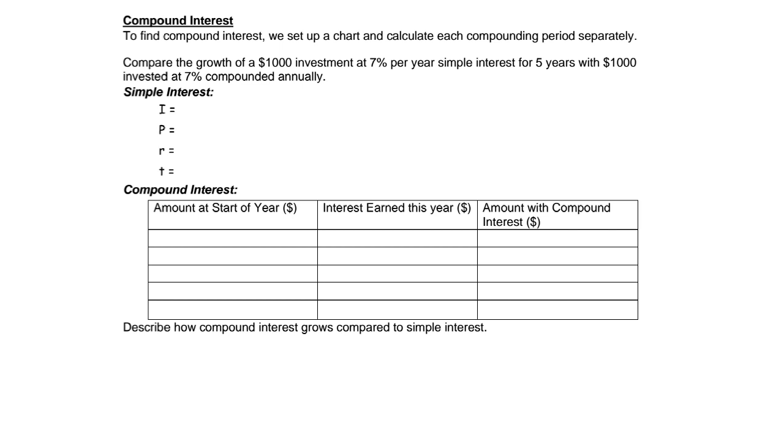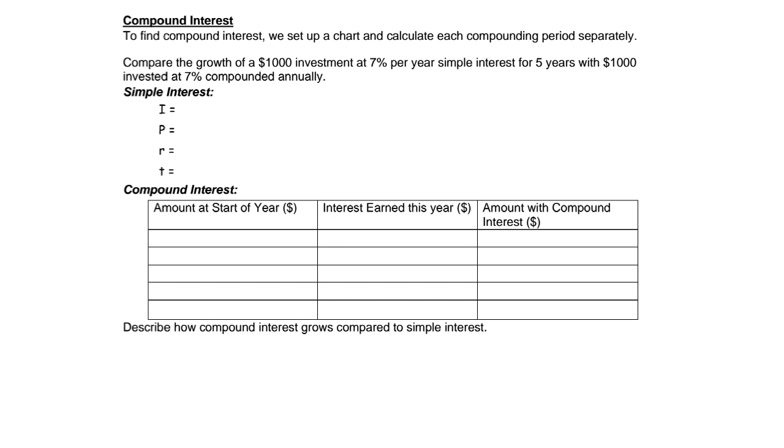So now what we'll consider is something called compound interest. Okay? We should be on page 2 by now. In order to find the compound interest, we have to set up a chart to calculate each compounding period separately. So remember, I told you this was interest upon interest, right? So let's take a look at this problem where we're going to compare the growth of $1,000 earned at 7% interest for 5 years with $1,000 invested and compounded annually.